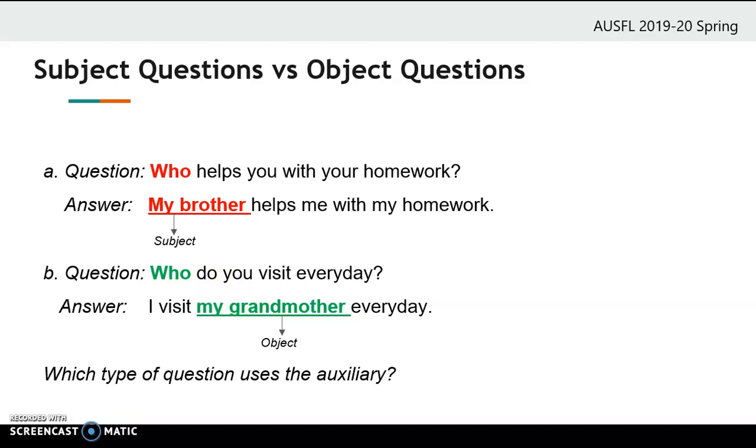And which type of question uses the auxiliary? As you know, we use auxiliary verbs to make questions or to make positive sentences negative. As you see, in a subject question, we do not have an auxiliary verb: who helps you with your homework. However, in an object question, we have an auxiliary verb, and the auxiliary verb comes before the subject. Who do you visit every day?